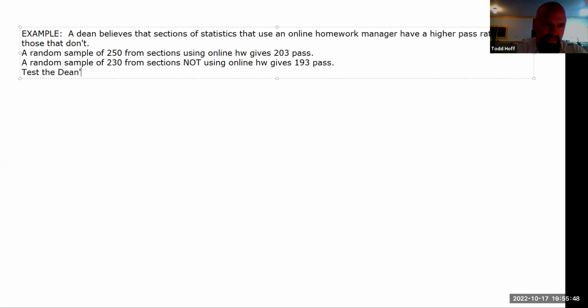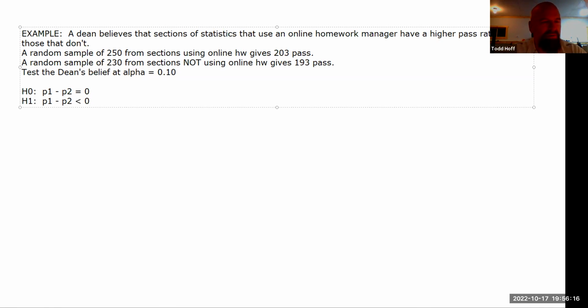Test the dean's belief at alpha equals 0.10 again. So our hypothesis, the null hypothesis is that P1 minus P2 equals 0, or that P1 minus P2 is going to be greater than or equal to 0, but we always write it as equals to. So the alternative would be that P1 minus P2 is going to be less than 0.